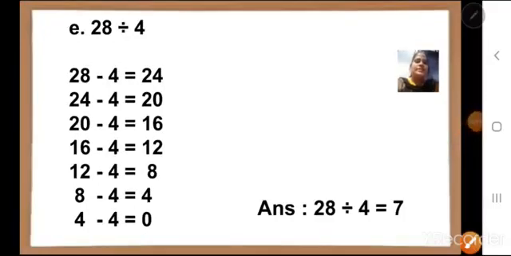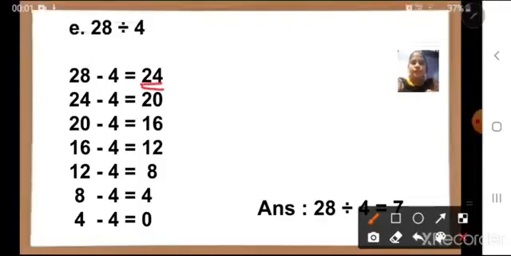Okay, next question is E, 28 divided by 4. The divisor is 4 here. So 4 we have to subtract repeatedly. So 28 minus 4 is equal to 24. So 24 you will write in the next line, that which is remaining. Then we have to subtract 4. 24 minus 4 is equal to 20. Right, children? Then 20 will come down. 20 minus 4 is equal to 16. Then we will write 16 here. 16 minus 4 is equal to 12.